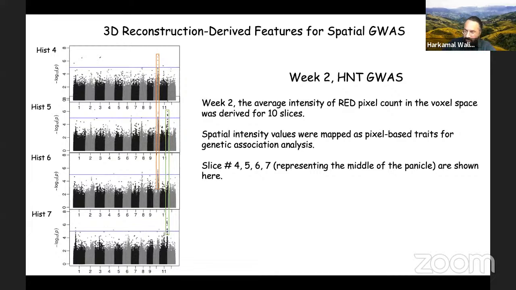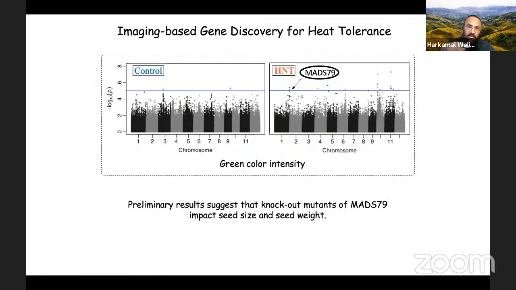We're still digging into it, but I wanted to give you some sense. One of the peaks that my postdoc, Puneet Paul, detected, it's not the most significant peak, is under HNT stress for a MADS transcription factor called MAD79. Puneet's work, published this year, showed that MAD79 is involved in seed size and quality. So he was really interested in this.